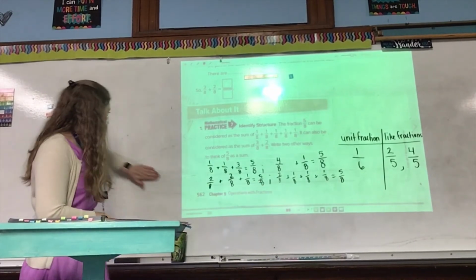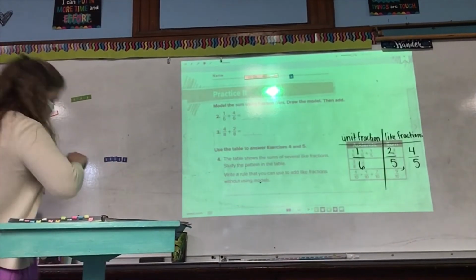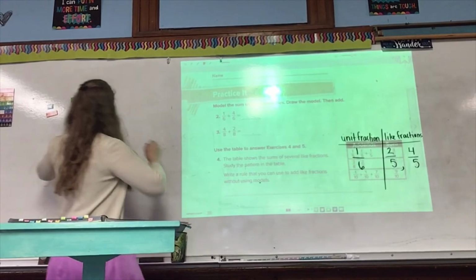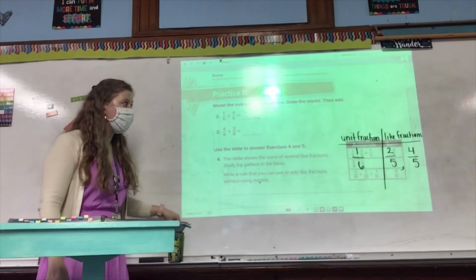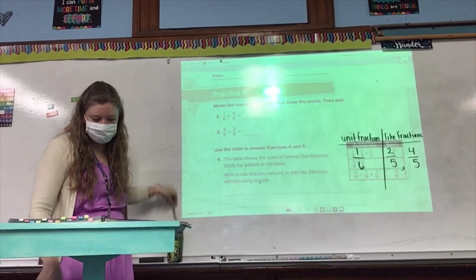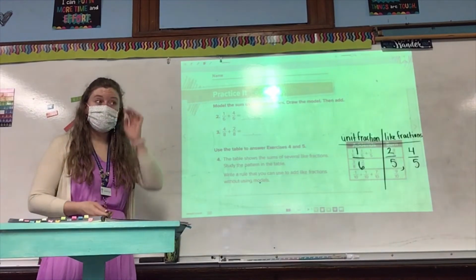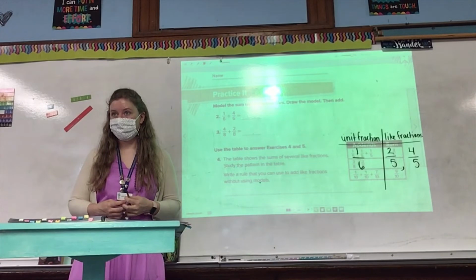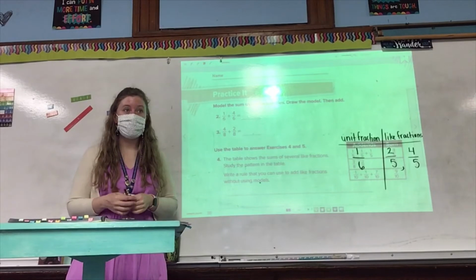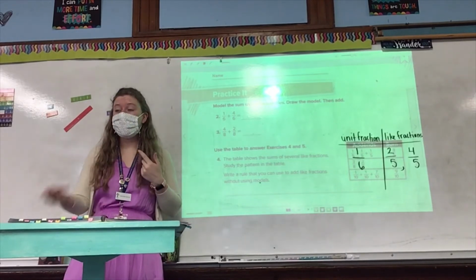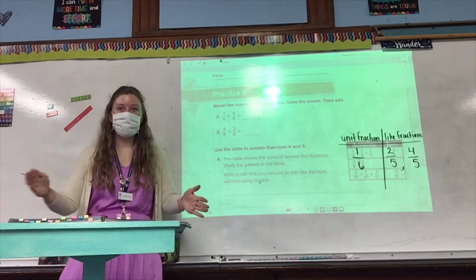So, helper number 1, please sanitize, erase, sanitize. Okay. The directions for number 2 and 3 say model the sum using fraction tiles. Draw the model, then add. Well, lucky you. You have fraction tiles, so you don't have to draw it. But I need to see you using those fraction tiles. Otherwise, it's just a guess at this point. You're guessing how to do it. And you may end up right, but if you guess to get the right answer, do you know this is right, I'm gonna get a 100?